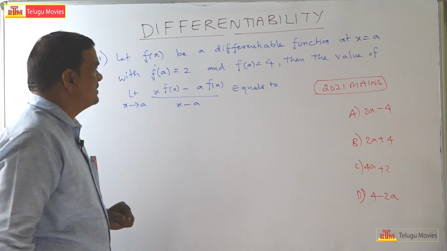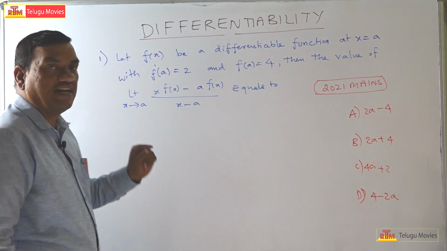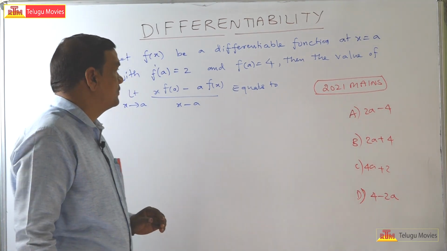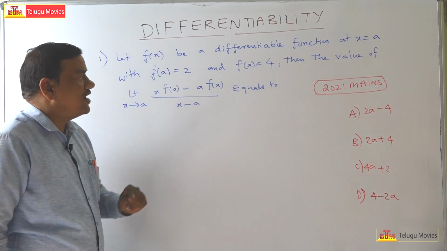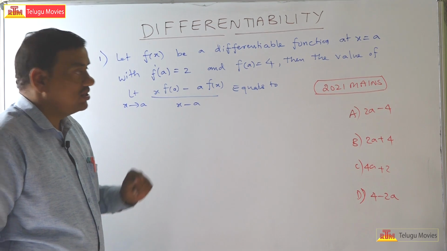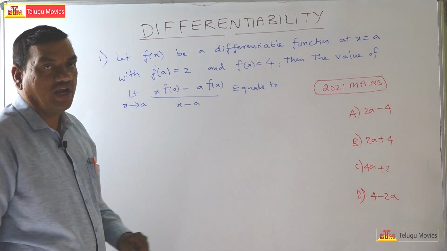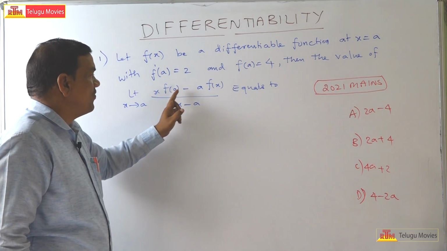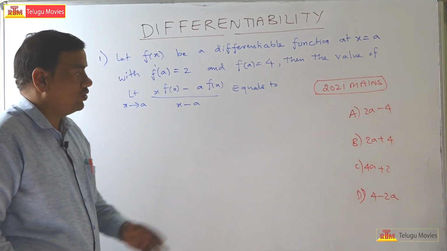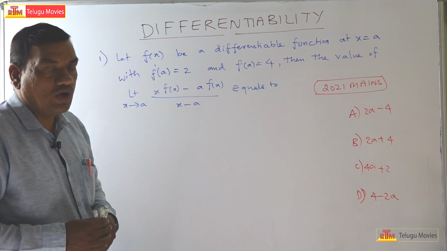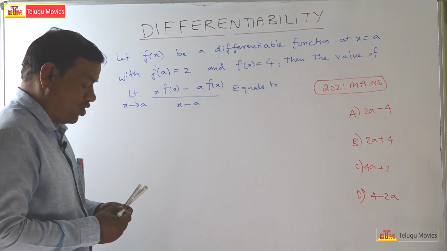Let f of x be a differentiable function at x is equal to a, with f dash of a equal to 2 and f of a equal to 4. Then the value of limit x tends to a, x into f of a minus a into f of x upon x minus a, is equal to. Options are also available. So first try to understand this problem.